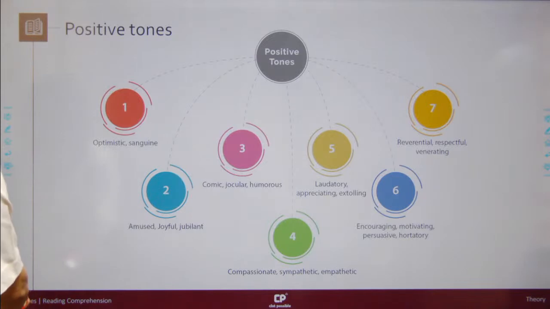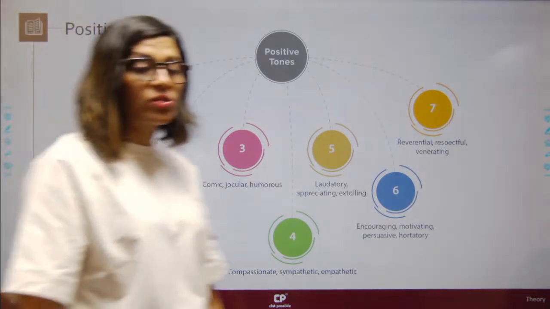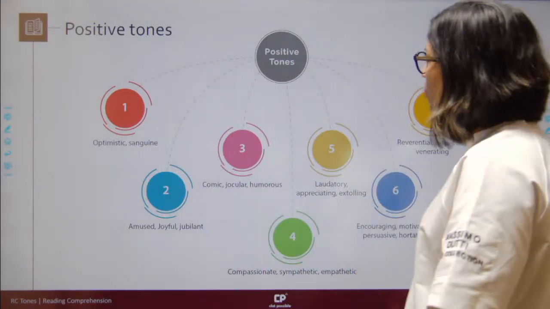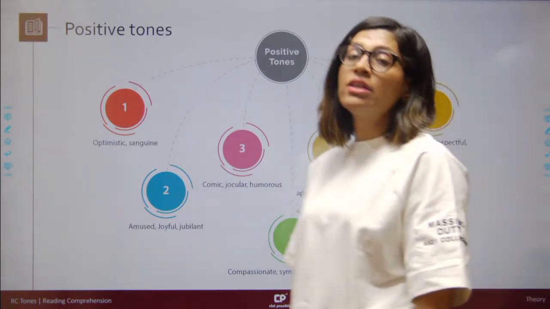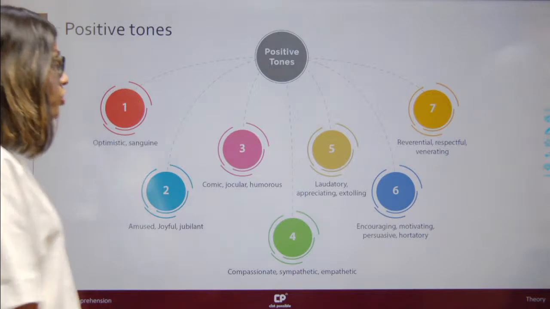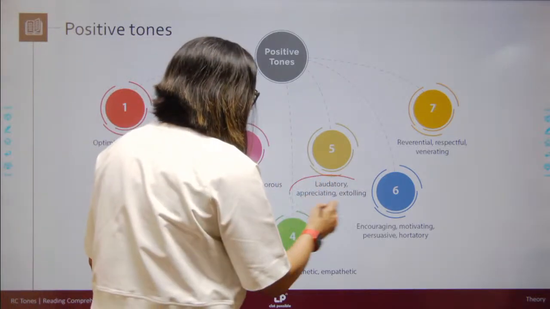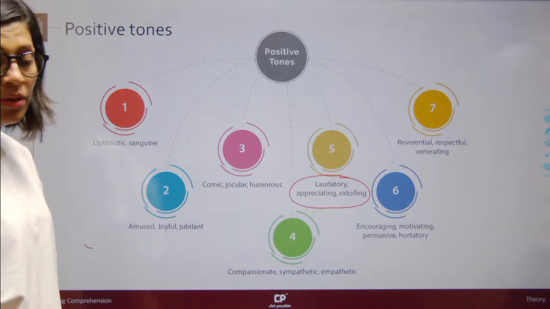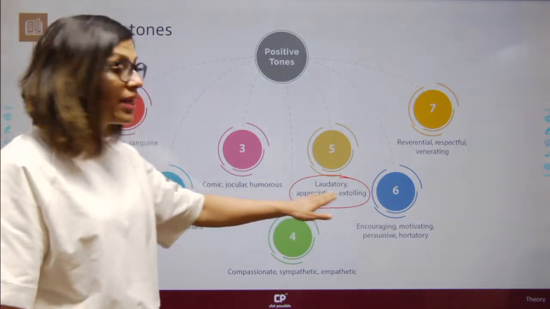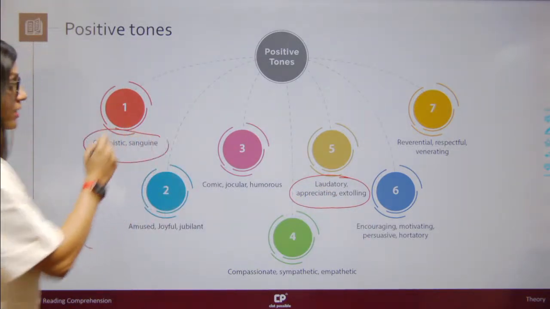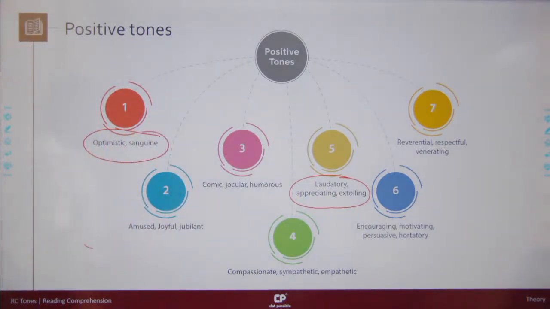So I have categorized tones in another format, which is positive tones versus negative tones. What are positive tones? Positive tones are those that bring in either hope or appreciation. So where the author appreciates, these are the words that can describe, right? Laudatory, appreciating, extolling. Where the author is hopeful, these are the words that can describe it. Optimistic, sanguine.